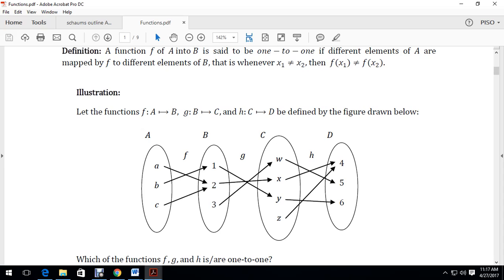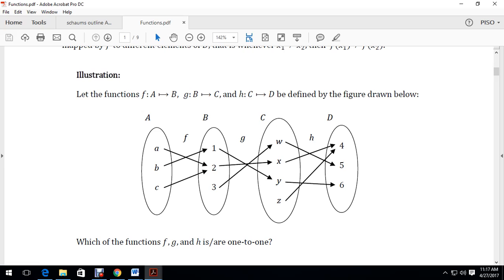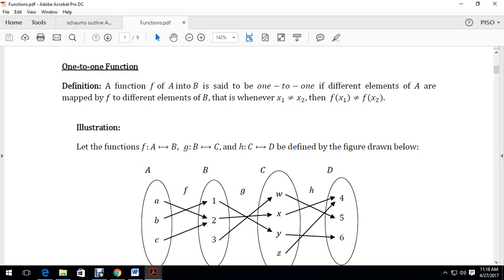Okay, so here in the illustration, we have 4 sets that are set in a row. So we have set A, set B, set C, set D. Each of these sets in between have the mappings or functions f, g, and h. Where f is the mapping between A and B, g is the mapping between B and C, and h is the mapping between C and D. Now the question here is, which of the following functions f, g, and h are or is said to be one-to-one?